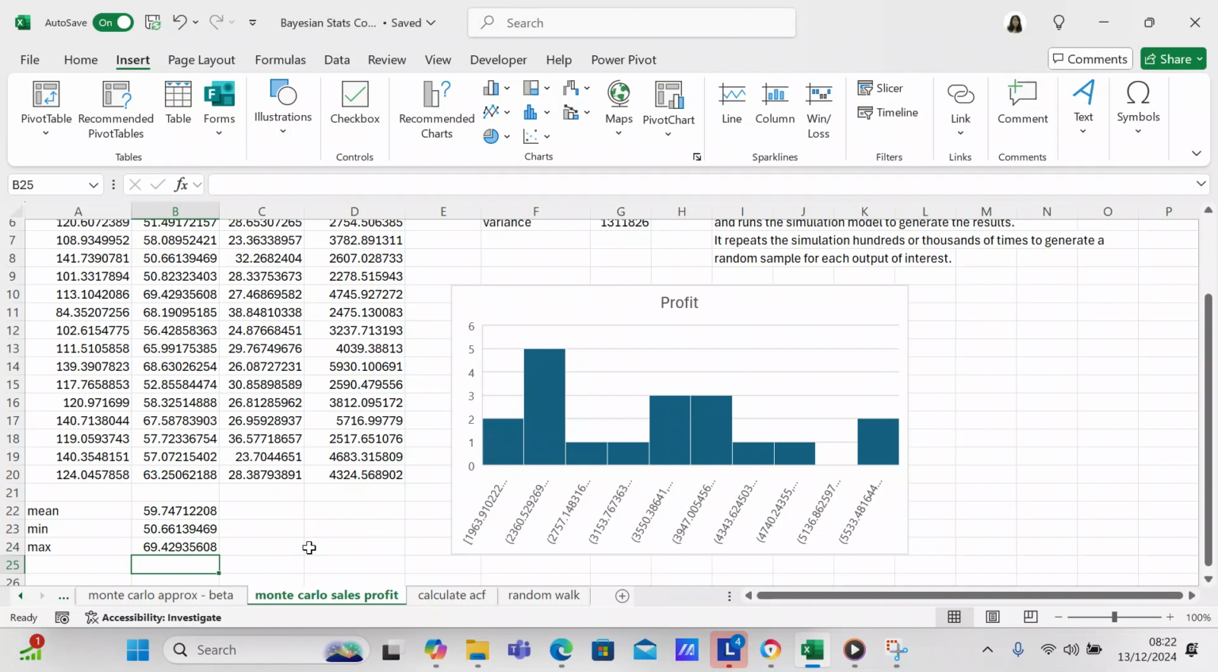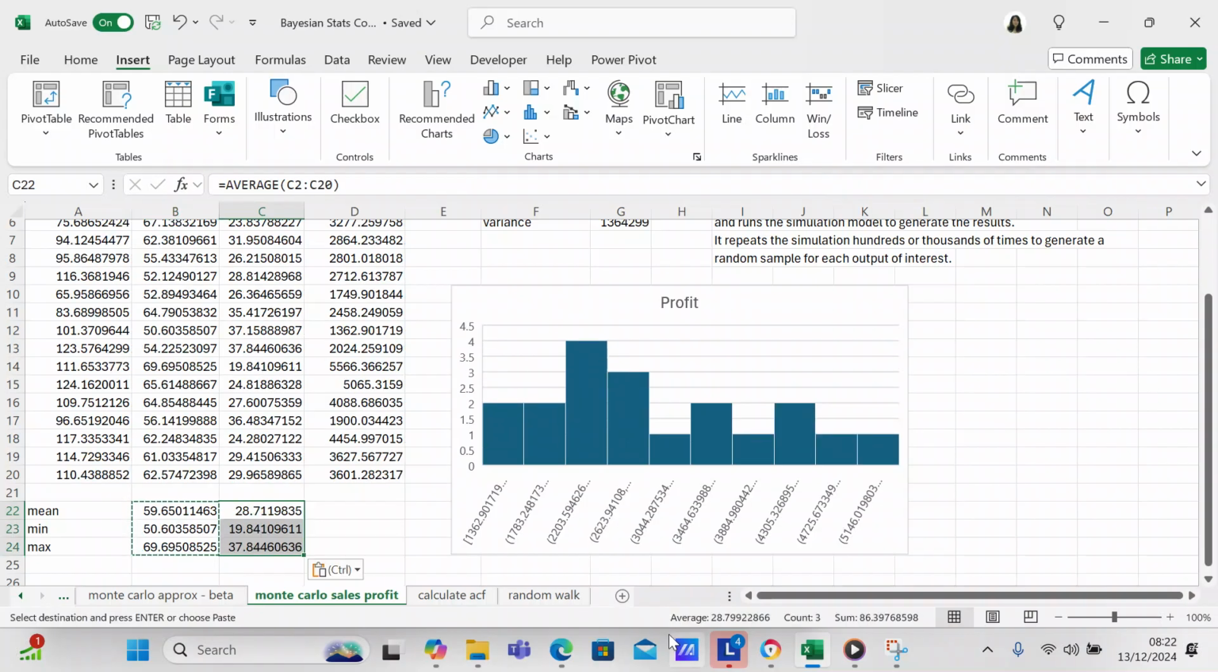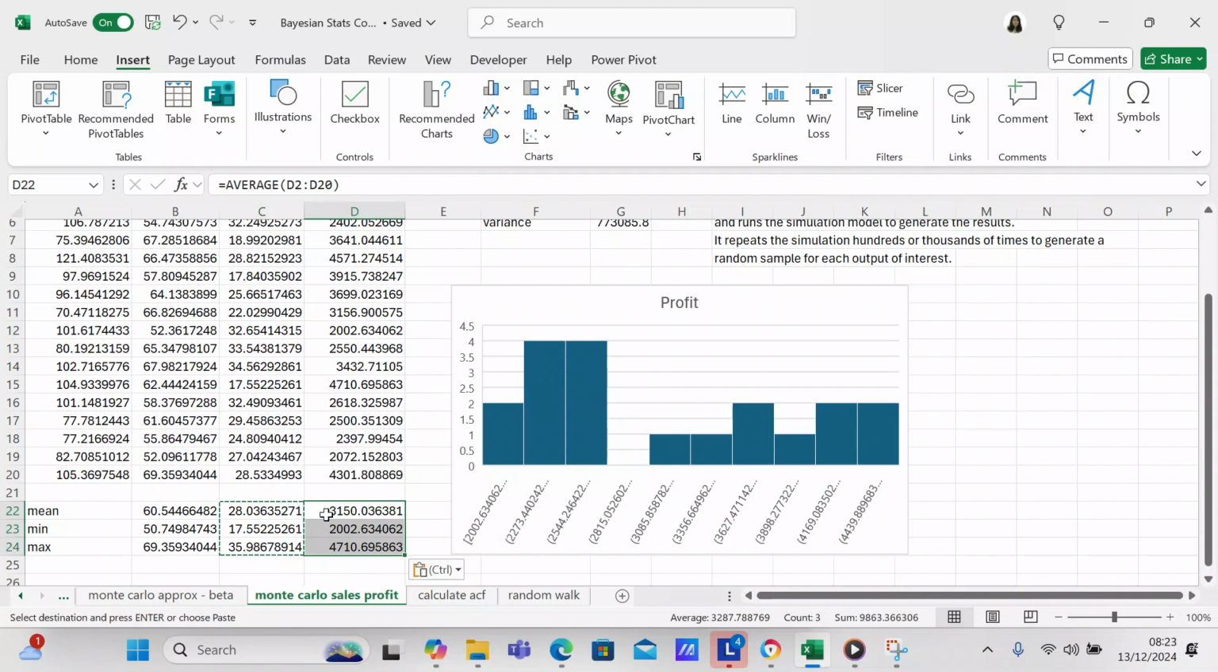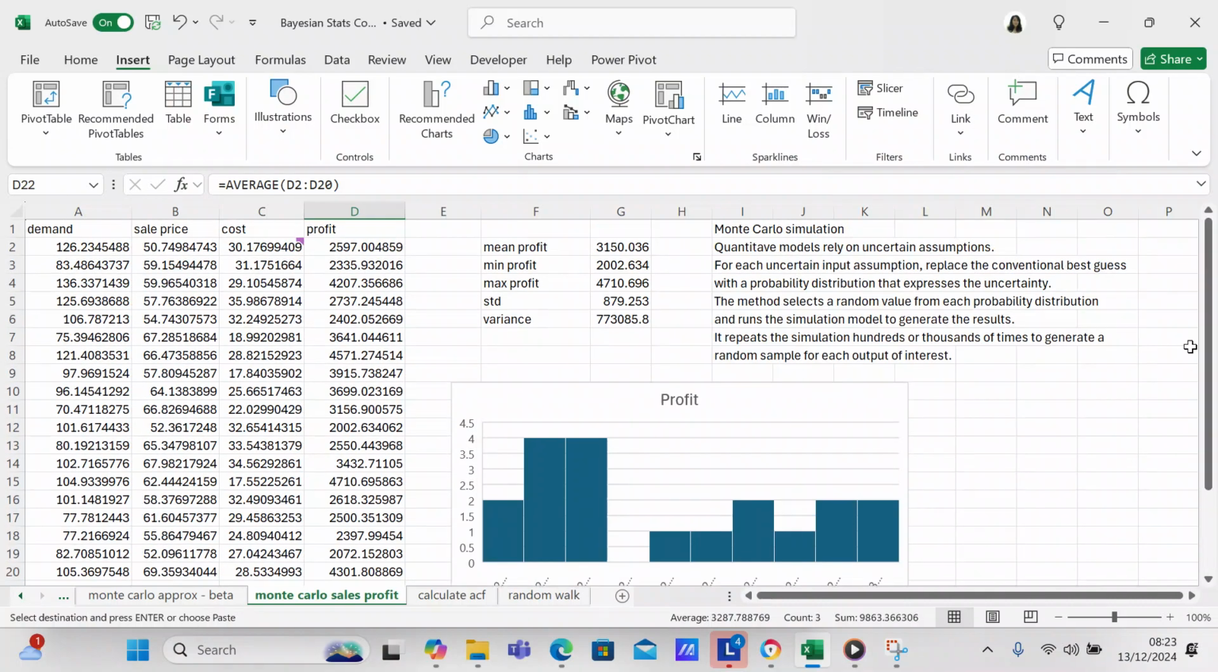And you can also do that for cost of sales. So your cost of sales, the mean is going to be 28.71, the minimum is going to be 19.84, and the maximum is going to be 37.84. And then we've already calculated this information, but I'll just go ahead and do it again. And basically that's how you do it.